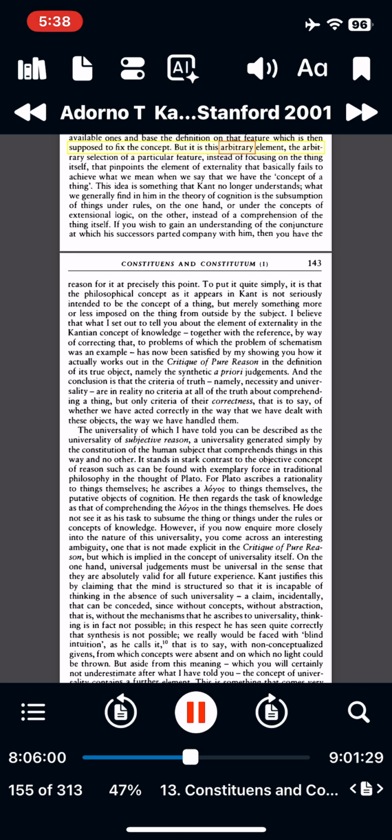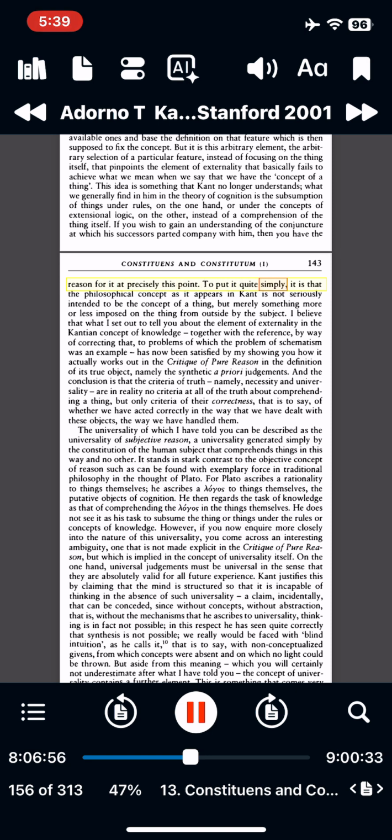But it is this arbitrary element, the arbitrary selection of a particular feature, instead of focusing on the thing itself, that pinpoints the element of externality that basically fails to achieve what we mean when we say that we have the concept of a thing. This idea is something that Kant no longer understands. What we generally find in him in the theory of cognition is the subsumption of things under rules, on the one hand, or under the concepts of extensional logic, on the other, instead of a comprehension of the thing itself. If you wish to gain an understanding of the conjuncture at which his successors parted company with him, then you have the reason for it at precisely this point.